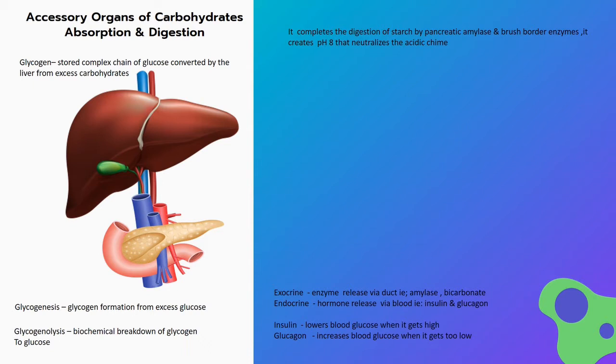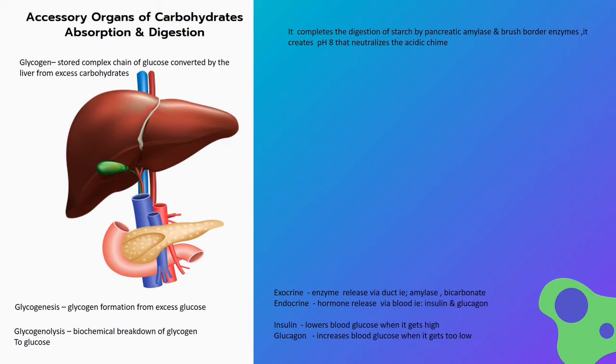And of course, if there is an excess, the liver will store it in the form of glycogen. And whenever a need arises for this glycogen to be released, the liver will take care of it. And of course, it ensures constancy of the glucose level in that case. Now, having said that, let's take a look at glycogen. Glycogen is a stored complex chain of glucose. This is converted glucose stored in the liver.